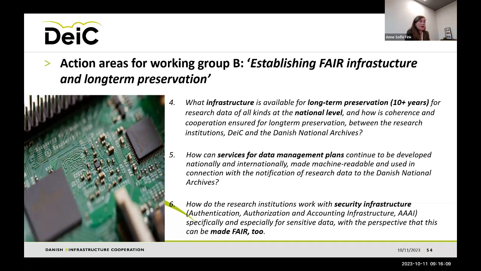Action area 6: how do research institutions work with security infrastructure, specifically and especially for sensitive data, with the perspective that this can be made FAIR too. I think some of you will recognize this sort of dilemma between the GDPR focus we have had for several years now, and what is actually security infrastructure, taking on a broader scale, and putting FAIR into this context. So we need to survey that for our FAIR implementation strategy.